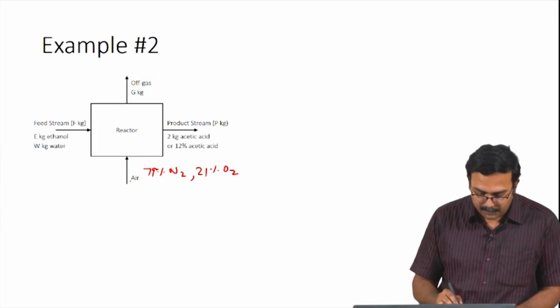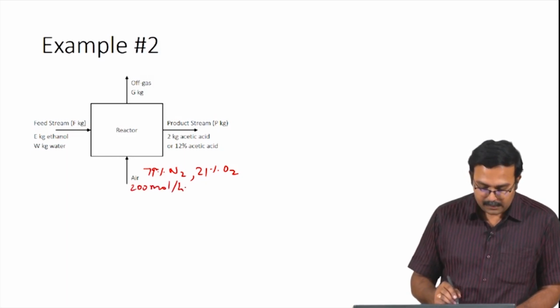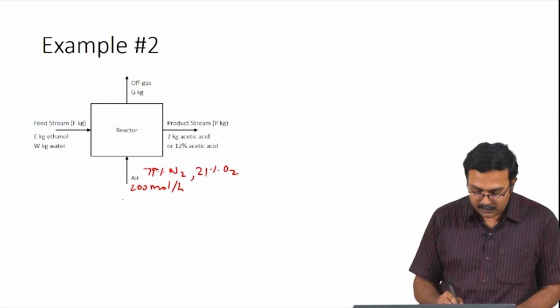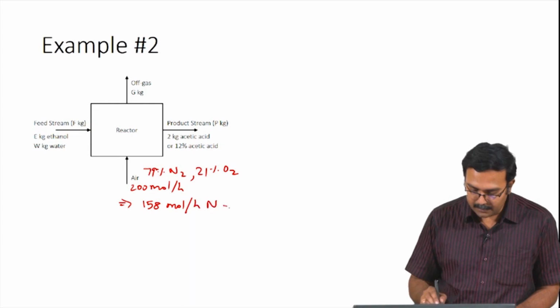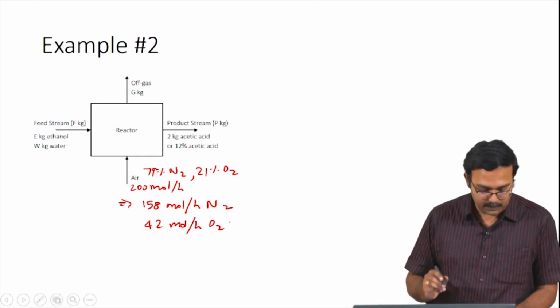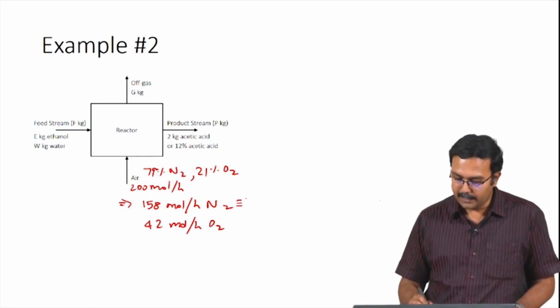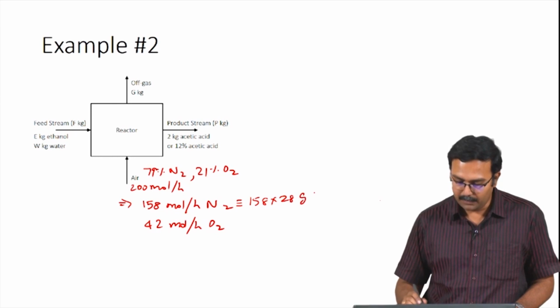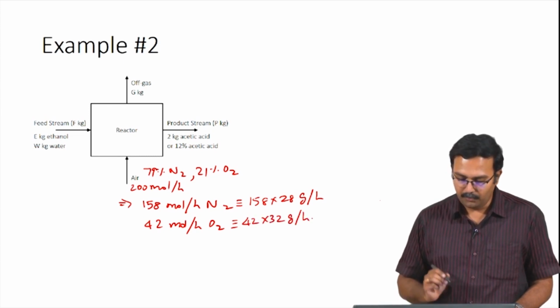So, we have been told that 200 moles per hour of air is fed. So, this 79 and 21% are the mole percentages. So, this implies 158 moles per hour of nitrogen and 42 moles per hour of oxygen is fed into the system. So, this 158 moles per hour of nitrogen would be 158 times 28 grams of nitrogen per hour, and 42 moles of oxygen would be 42 times 32 grams per hour of oxygen.